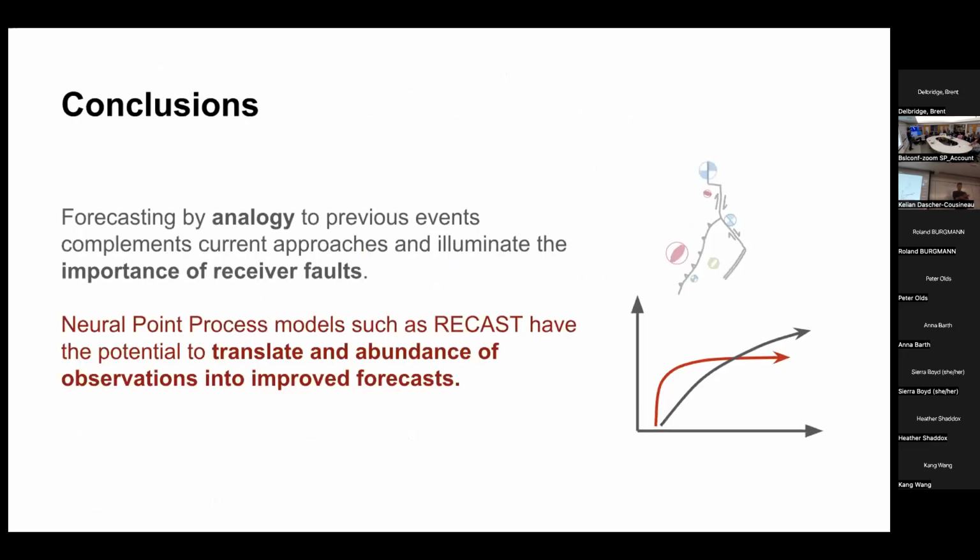So to wrap everything up, I'd like to suggest that forecasting by analogy to previous events that we know are geologically similar is a very interesting and complementary approach that also helps illuminate the physics of what's going on. And then, as I moved on to what I think is a really promising approach for the future, neural point process models such as RECAST have the potential to translate the abundance of data into better earthquake forecasts. And I think that's something to aspire to. Thank you.